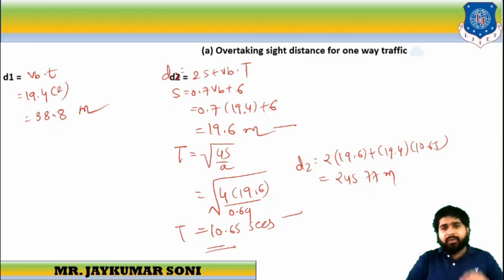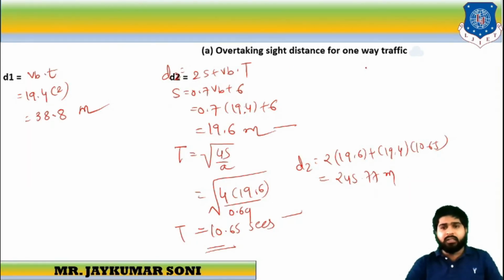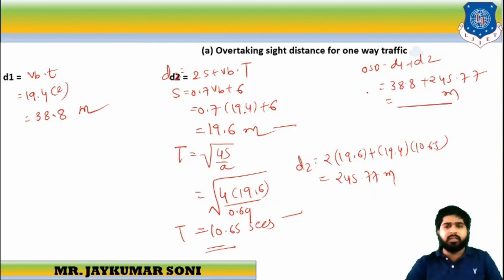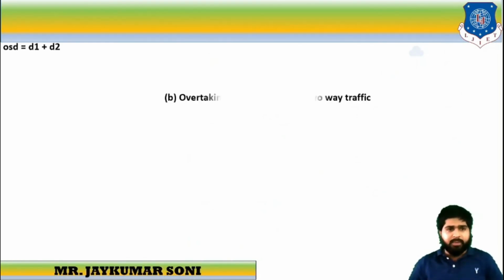For one-way traffic, we do not need to calculate the value of D3. So here the OSD will be the summation of D1 and D2. So it will be 38.8 plus 245.77, and here the total value comes up as, calculate and tell me what is the value for one-way traffic. 284.57.